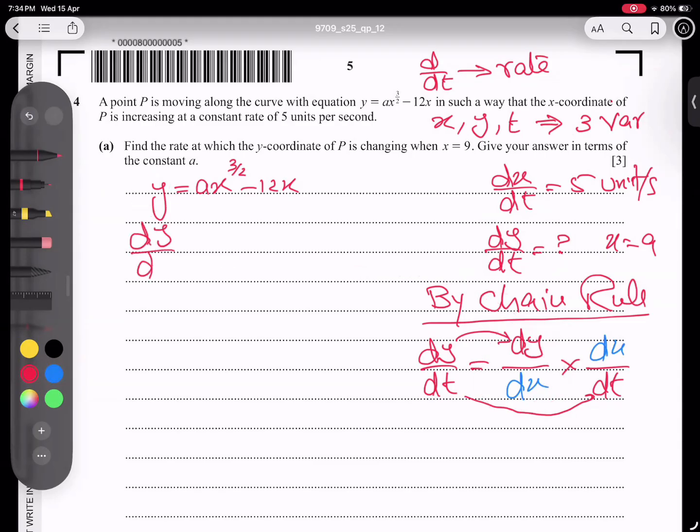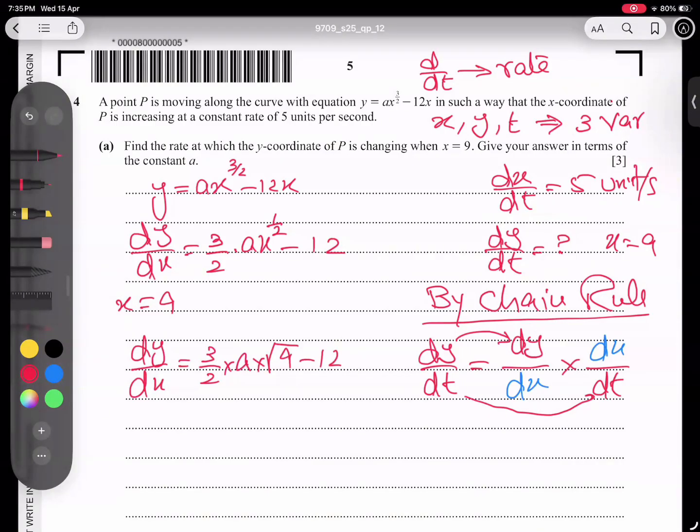So dy over dx: 3 by 2 power comes down and power 1 less becomes half, and 12x becomes 12. And I'm going to plug in 9 at the same time. So x is equal to 9. So dy over dx turns out to be 3 over 2 times 2a and 9 to power half. Basically, I'm saying root of 9. Root of 9 is 3, and 3 3s are 9. So I'm getting 9 over 2 times 2a and negative 12. So this is my dy over dx.